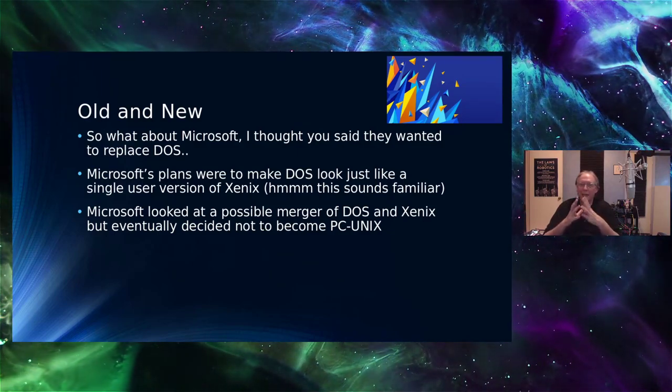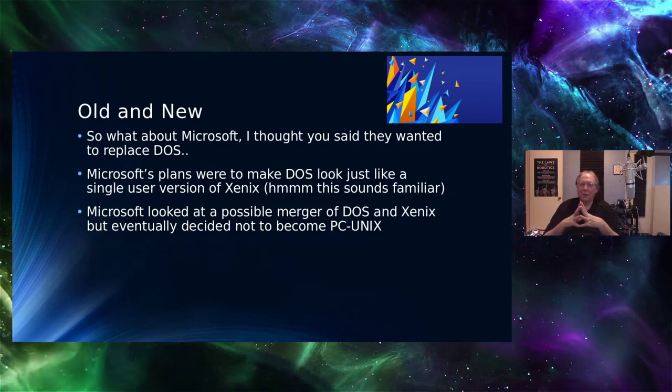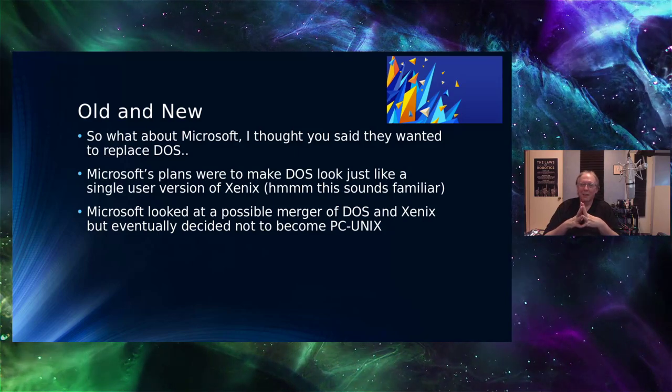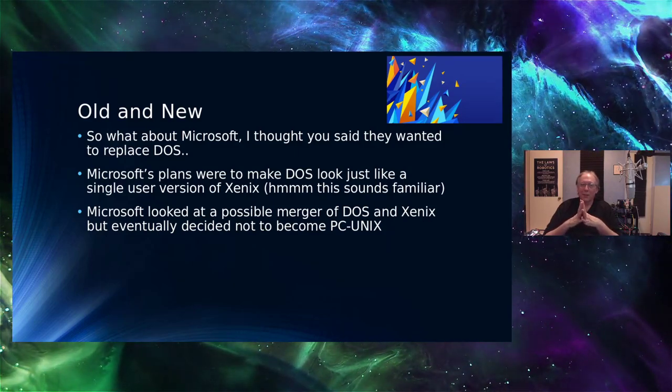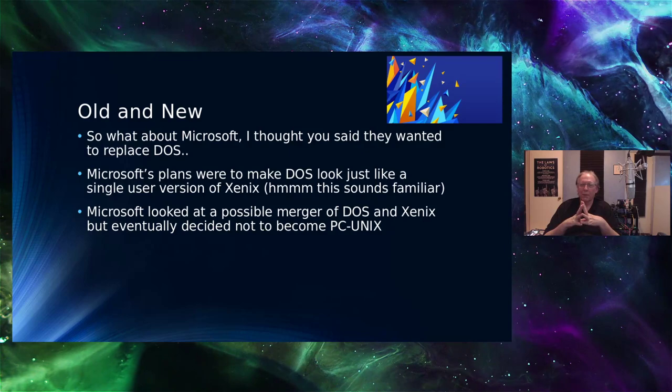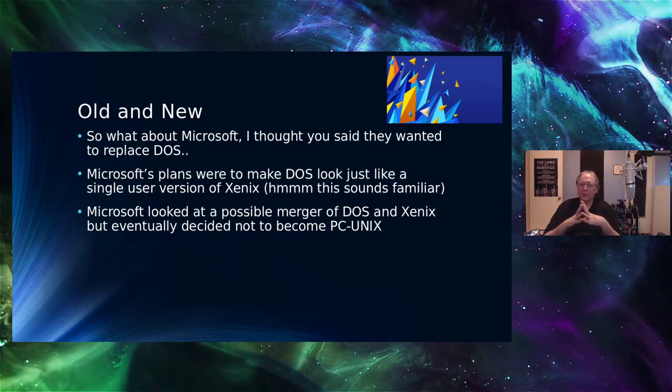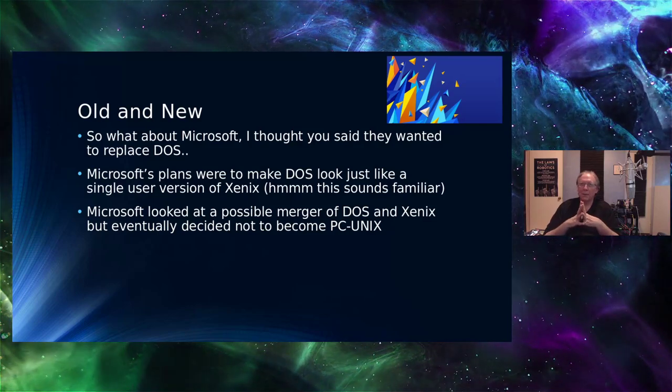So they went that way for a while, where they added improvements to DOS to make it look like Xenix. And they did that pretty badly. And then eventually, of course, we all know they started developing Windows. And they kind of left. There were still Xenix implementations being sold up until the early 90s.